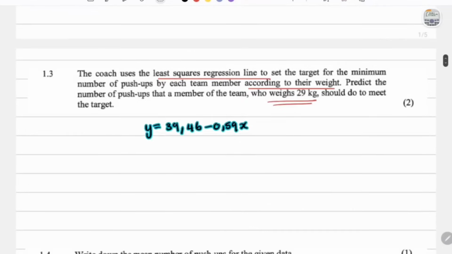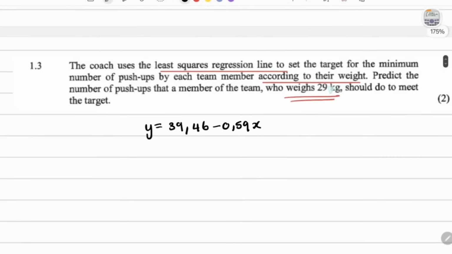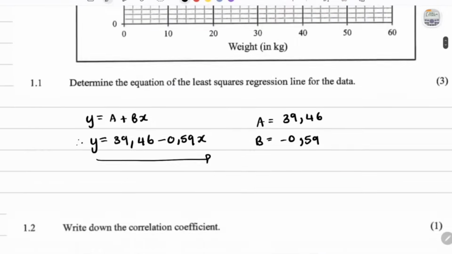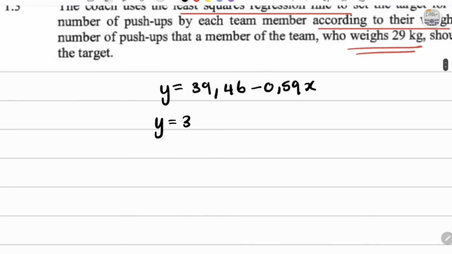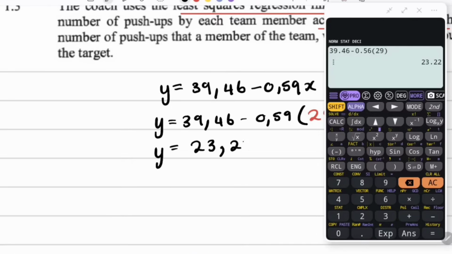Okay, so we're just going to say this is our equation and we need to find the amount of push-ups that somebody who weighs 29 kgs should be able to do. So we have 29 kg as an x value, so you're going to substitute it in place of x. So y is equal to 39.46 minus 0.59, and then in place of x we say 29 kgs. So y is equal to, and you can do calculations here, it will work out fine. So 39.46 minus 0.59 and then multiply by 29. And that gives us about 23.22. Oh, that's 56. I see. 59. Okay. So it's actually 22.35. Okay.